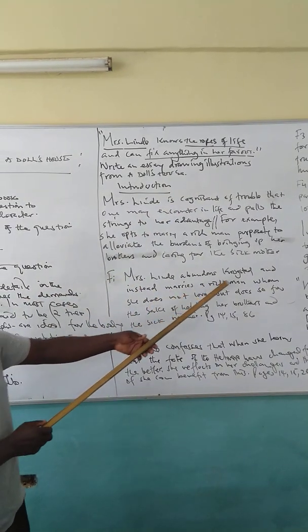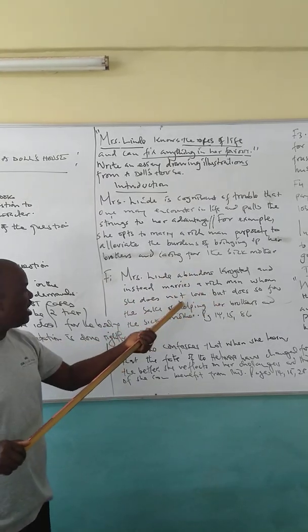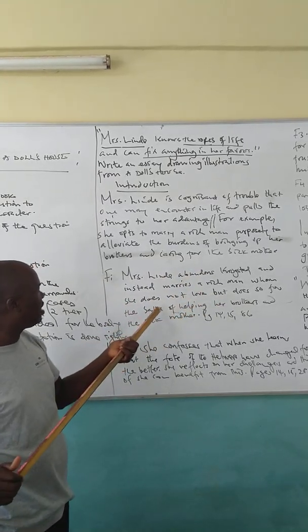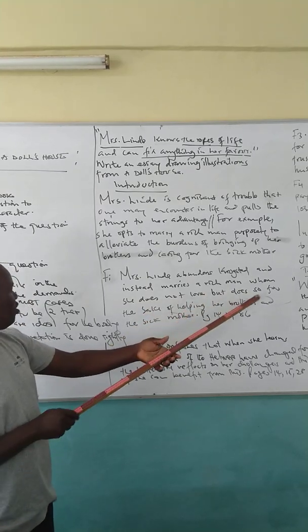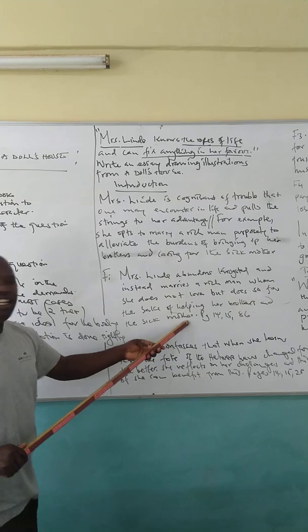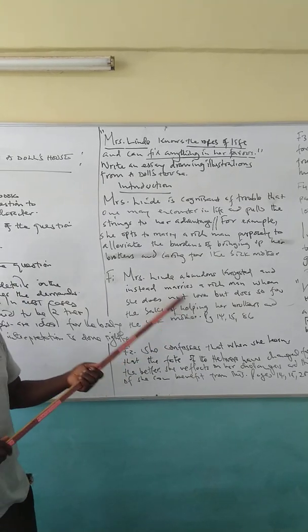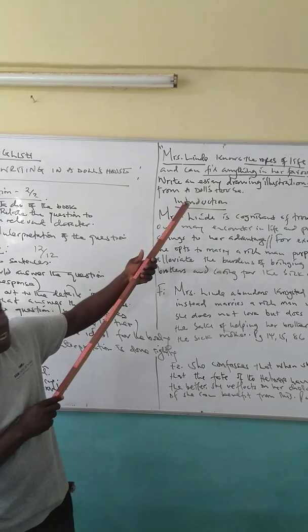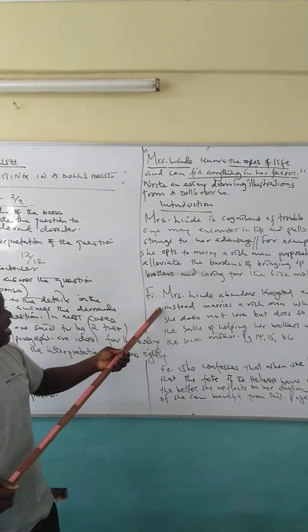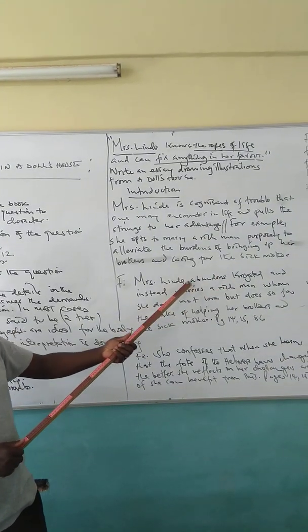Mrs. Linde abandons Krogstad and instead marries a rich man whom she does not love, but does so for the sake of helping her brother and the sick mother. Now, this is what we call the episodic sentence. We say that an episodic sentence is supposed to answer the question. So we are identifying one instance where there are troubles in life.